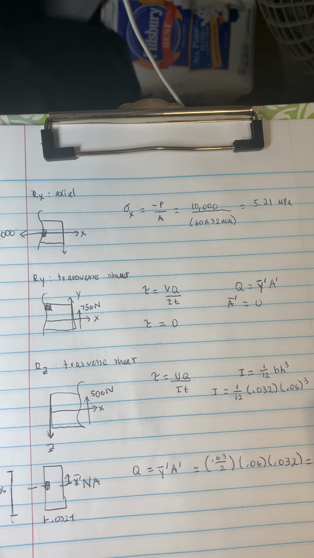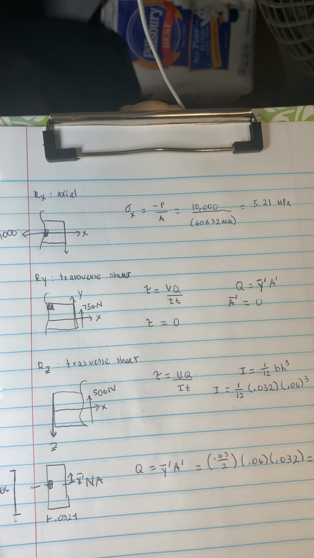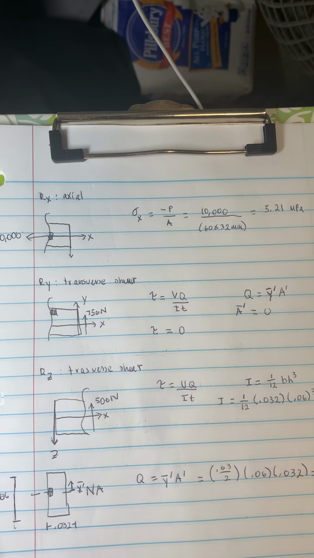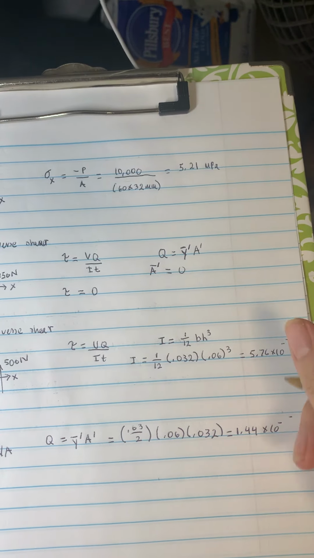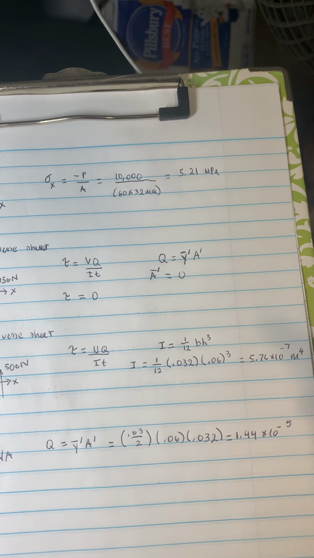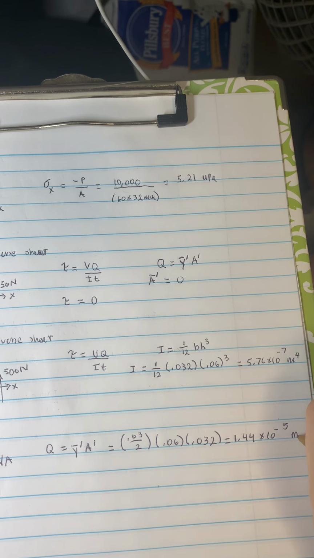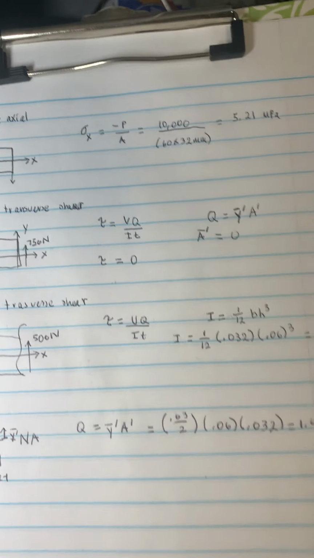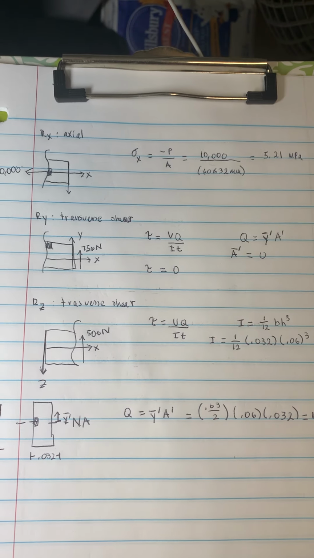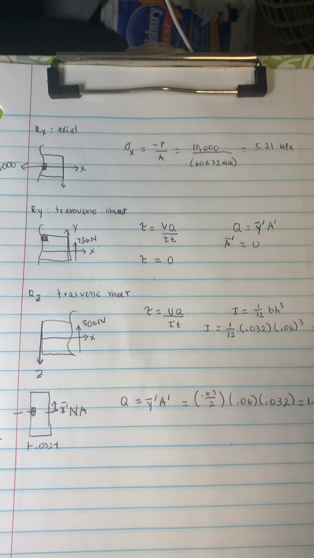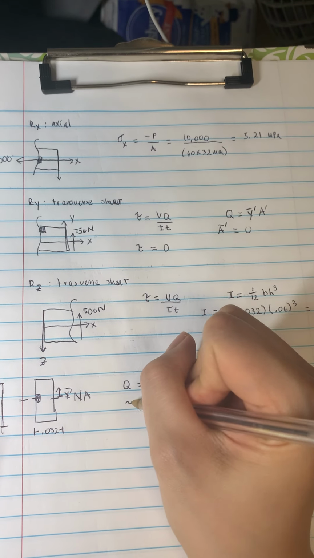And we will get 1.44 times 10 to the negative 5 meter cubed. So next, we know I cube, we know T, and we know V. So now we can plug everything in.